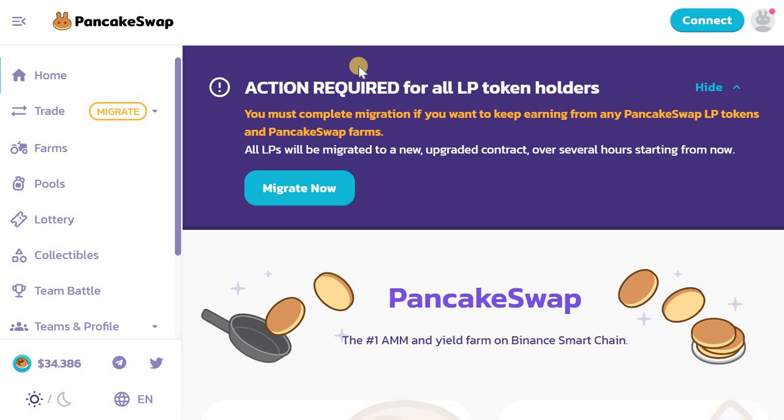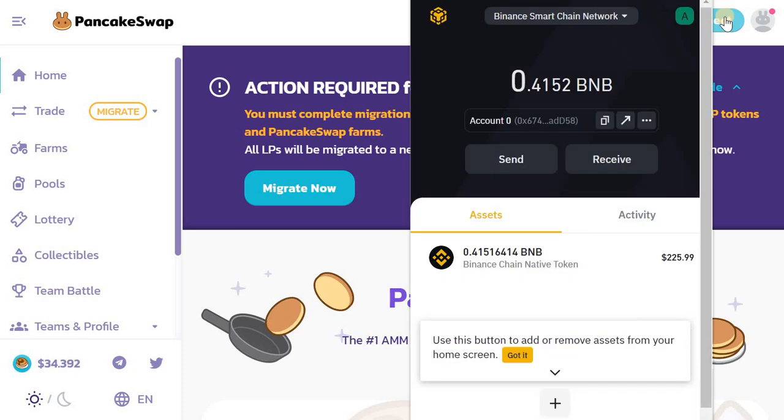Right now, I am on the Pancakeswap platform. For us to start farming, we would have to make sure there is BNB present in our decentralized wallet. Now, I am going to access my Binance Smart Chain wallet. This is my Binance Smart Chain wallet. As you can see, there's BNB present in the wallet. So once I have BNB present in my wallet, I can go on to farm using Pancakeswap, and I'm going to show you exactly how to do this.